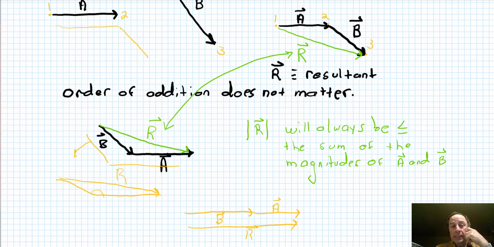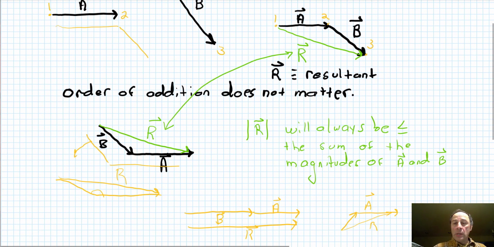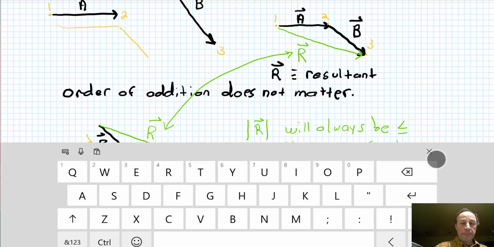And it's as big as it can get, because if you increase the angle more, well, now you've just gone and made B bend the other way, and now the resultant is smaller again. All right, so the magnitude of R is always going to be less than, and at best equal to, the magnitude of A plus the magnitude of B.